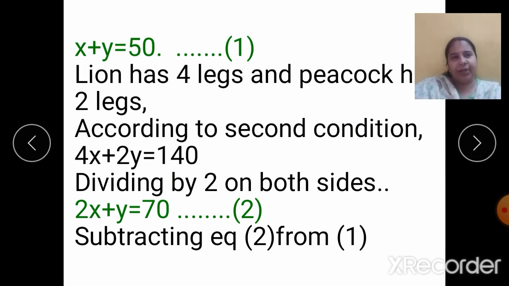But why I have divided by 2? Now see, this y coefficient are same. It means that both the equations can be simplified by simply subtracting equation 2 from 1. I have made them same coefficient with same number. 1 is here and here also 1. So it can be easily simplified by subtraction. So my next step is subtracting equation number 2 from 1.